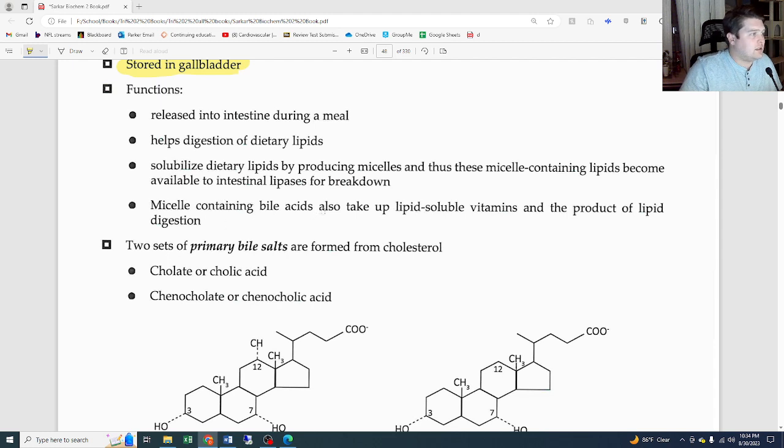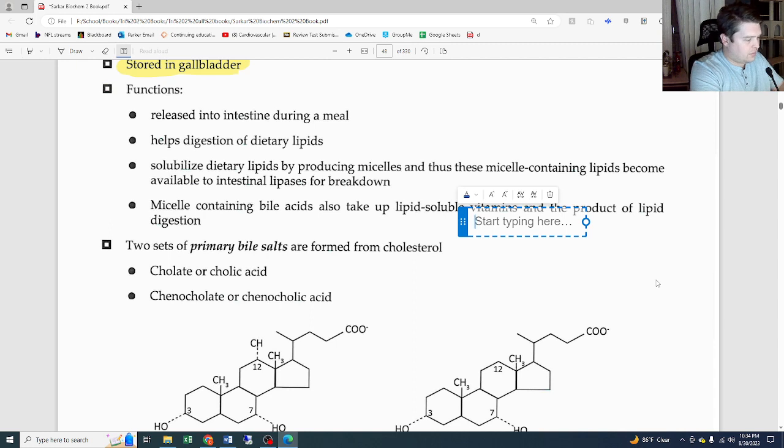Micelle-containing bile acids also take up lipid-soluble vitamins and the products of lipid digestion. If you remember, we talked about the vitamins. Vitamins A, D, E, and K are our lipid-soluble vitamins.